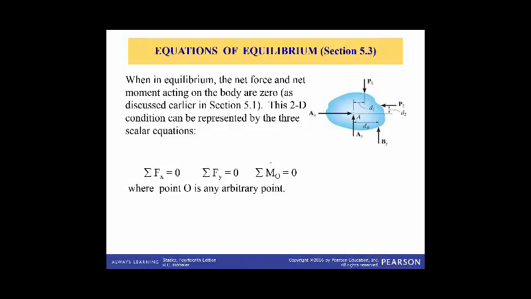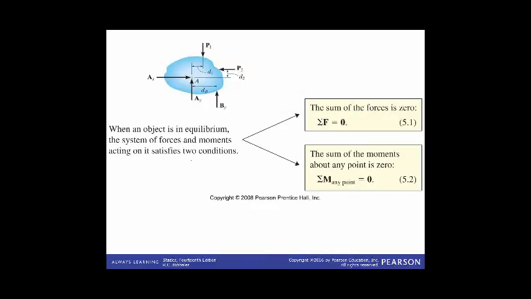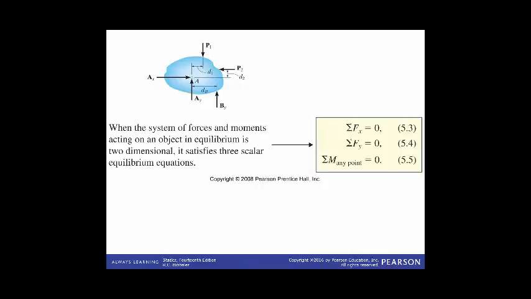If you have 3D, then you have moment in x, y, z, and then you have sum of the forces in x, y, and z. So these three equations are the three equations most commonly used for equilibrium. So remember, this is in terms of a vector, sum of the forces equals zero, and sum of the moments equals zero. If it's 2D, then you have sum of the forces in x and sum of the forces in y, and then sum of the moment at any point equals zero.